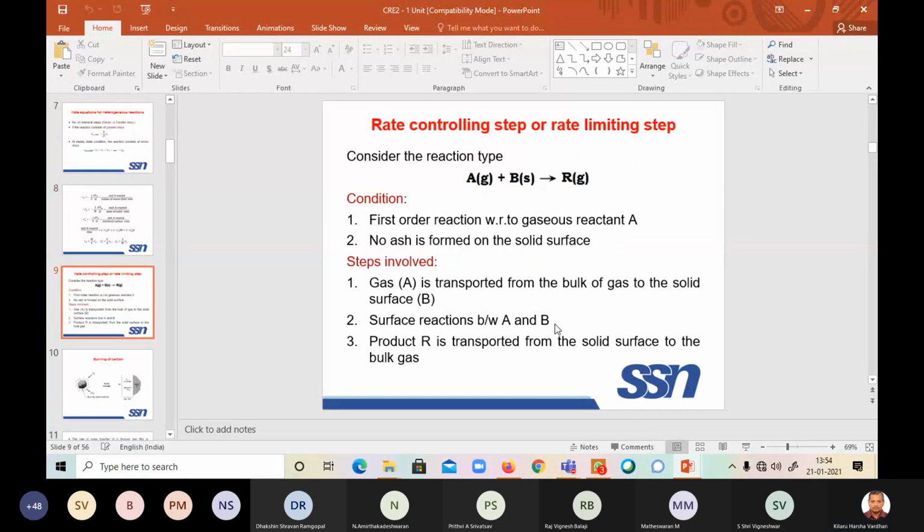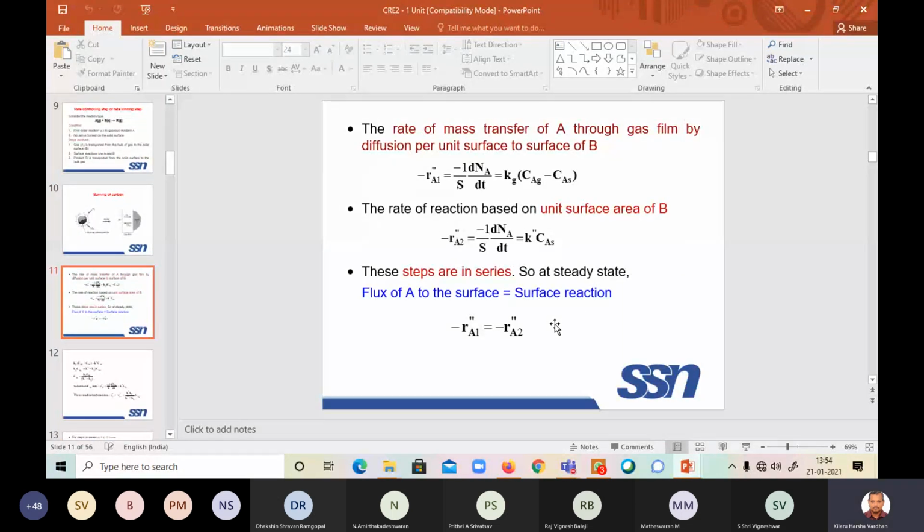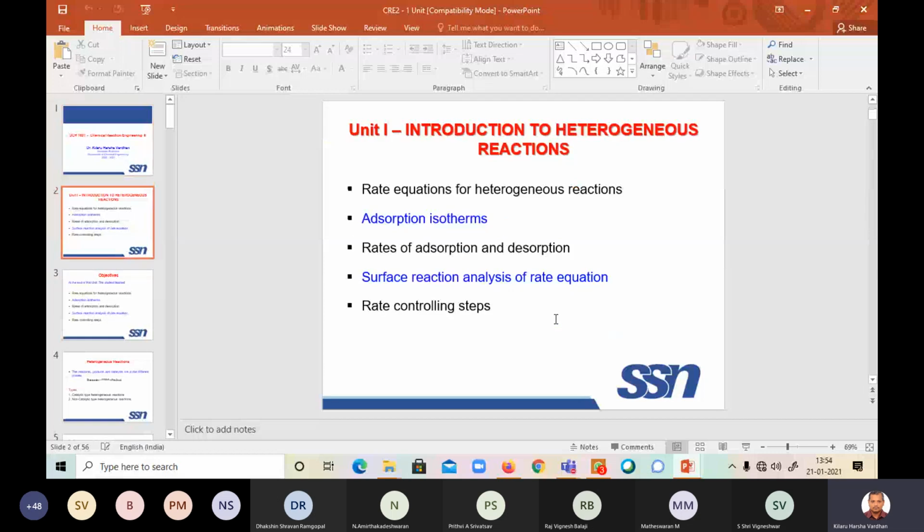Okay. Yeah, I think I'll stop here. Then we can go into how this mass transfer plays an important role in the next classes. Okay. Yeah, I completed my part.